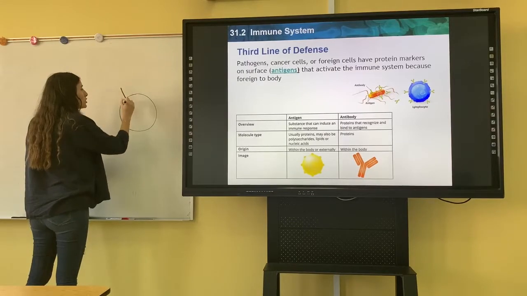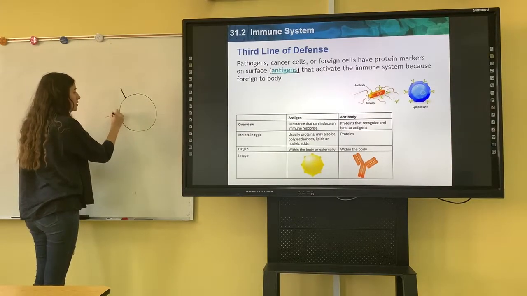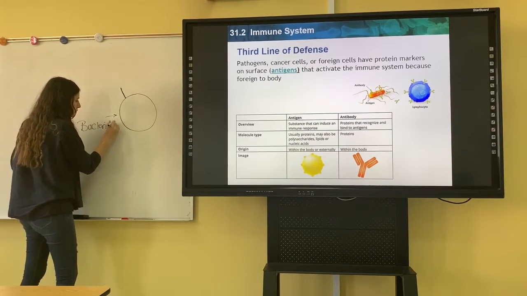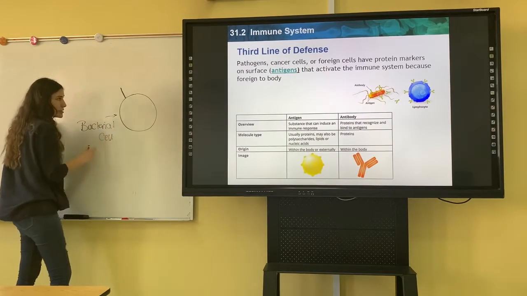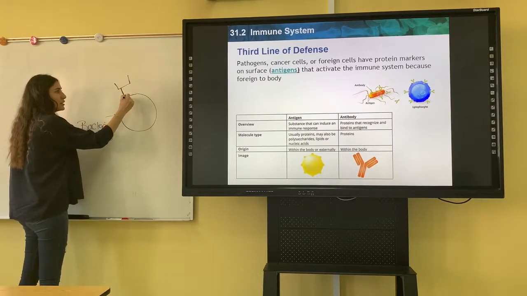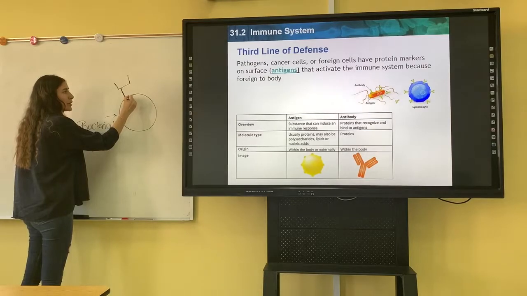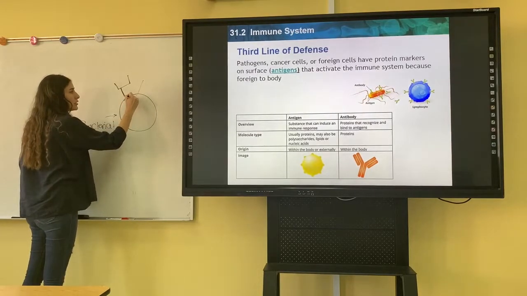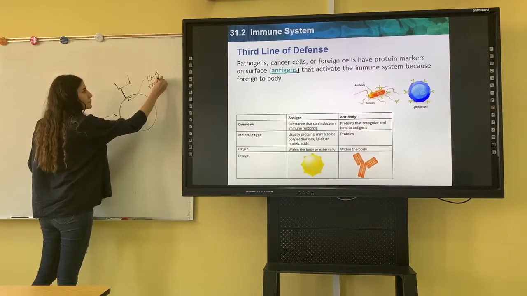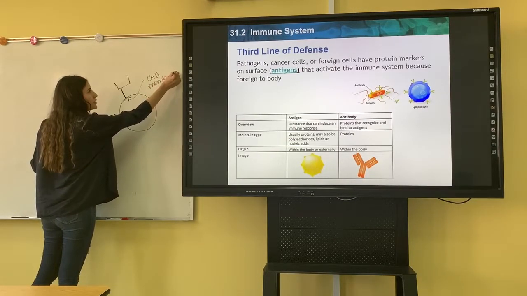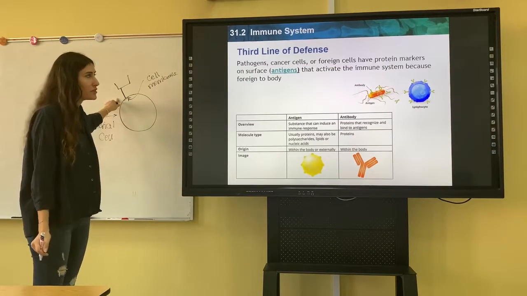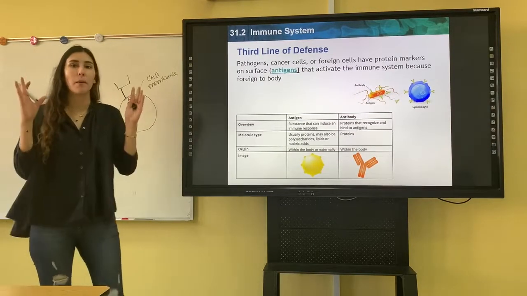So the antigen is usually found on the surface, and this is a cell, so this is a bacterial cell. So if this is a bacterial cell, the antigen is usually found on the surface, as you can see. So if you remember, what do you think this layer is right here? This layer is the cell membrane. So the surface of the cell is the cell membrane, and the antigen is found on the cell membrane, on the surface. It is a specific marker.